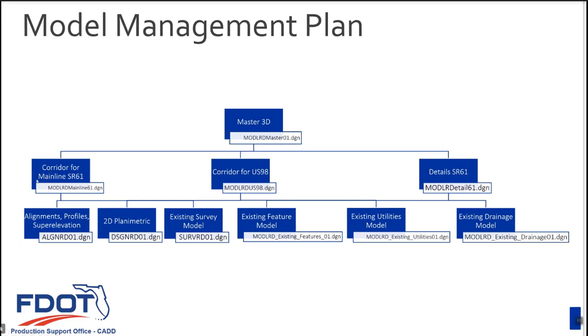So for this particular project, we're going to have a main line. We have two different alignments. So we have the main line on the main alignment project, we have the 61, and then we have the US 98 alignment. And then we have a detail model. This is going to get all the intersection details as well as the end conditions for the main line.